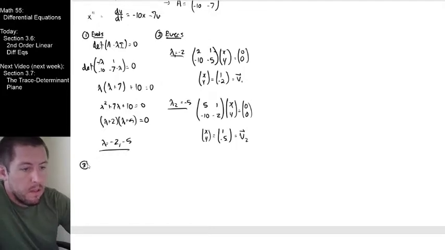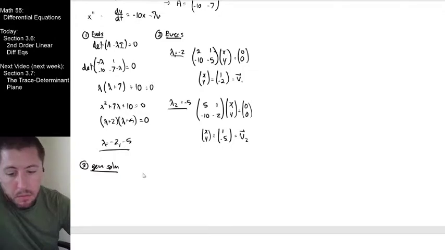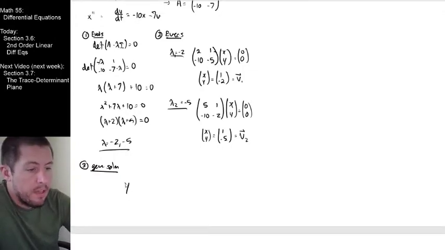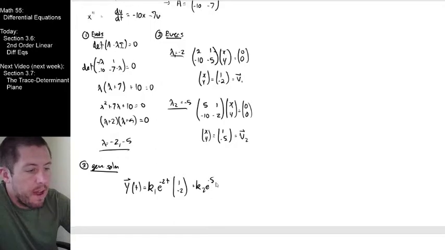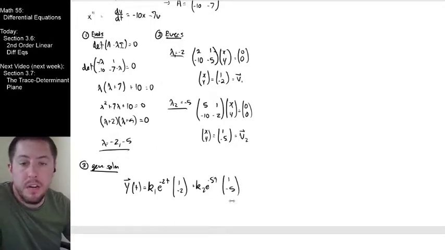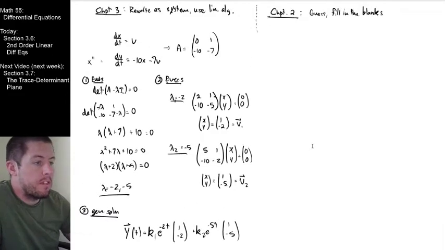So our general solution based on this should just be y of t equals k1 e to the lambda 1, which is negative 2, t, times v1, which is 1, negative 2, plus k2 e to the negative 5 t, 1, negative 5. And there we go. We got our general solution. So this is what we've been doing for chapter 3.